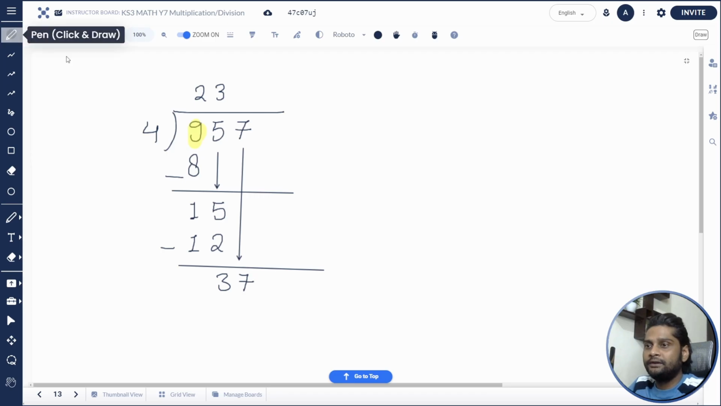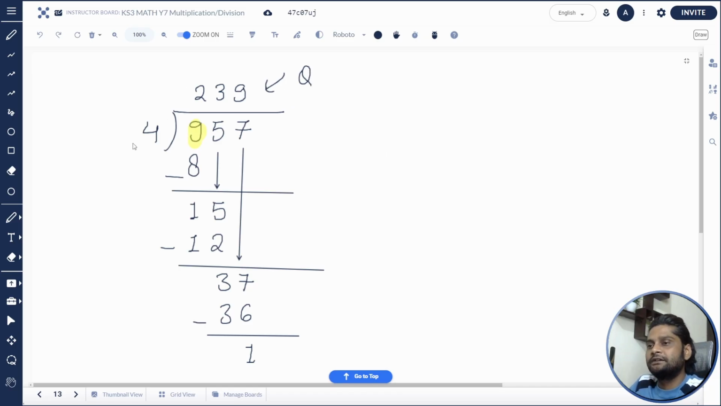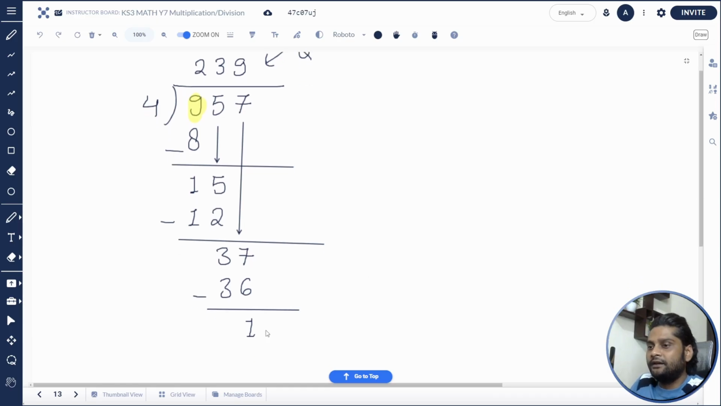Now we again read the times table of 4 so that it doesn't exceed 37. So 4 times 9 is 36, 4 times 10 is 40. So 4 times 9 is the maximum we can take. And once we have no number left to note down, the last number can be considered to be the remainder. So right now 239 is the quotient, 4 is the divisor, 957 is the dividend, and 1 is the remainder.